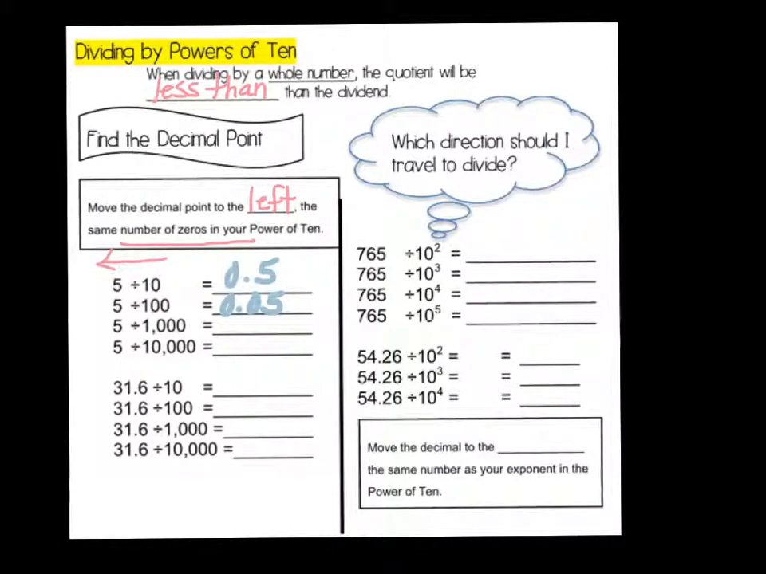So now if I am dividing 5 divided by 1,000, and because 1,000 has 3 zeros, I'm now going to be moving my decimal point 3 places to the left, 1, 2, 3, and I'm going to get an answer of 5 thousandths. And I'm going to continue that.